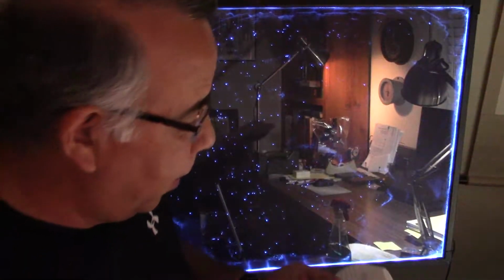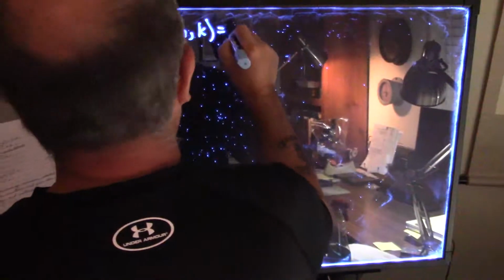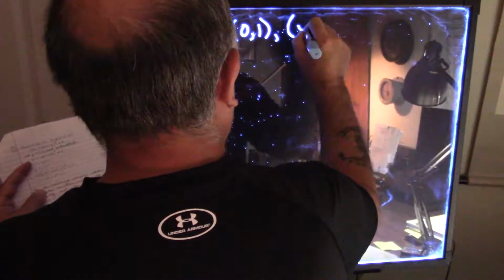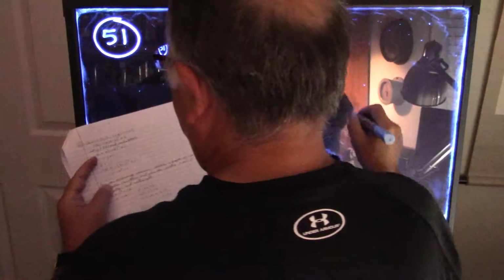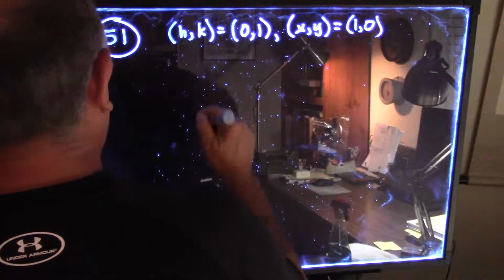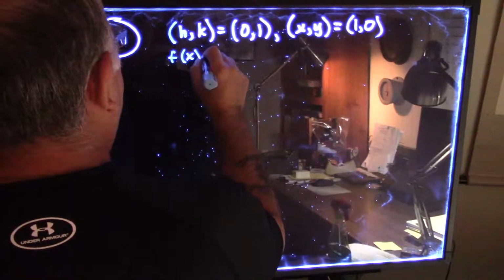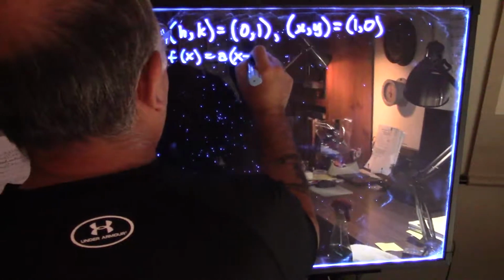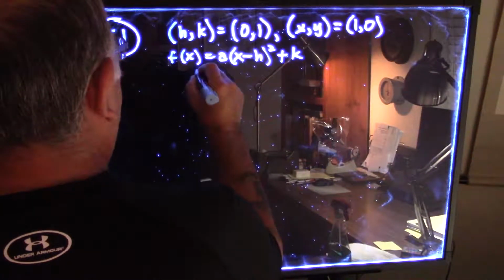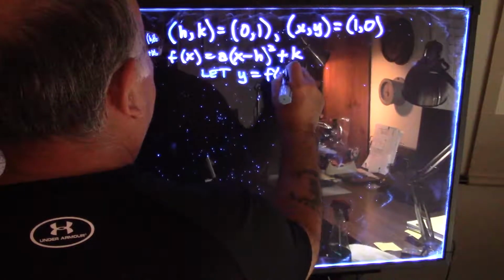51. Here we have (h, k) equals (0, 1), and the point (x, y) on the graph is (1, 0), or a point on the graph is (1, 0). And then we have the standard form f of x equals a times the quantity x minus h squared plus k. So we'll let y equal f of x, and then we'll substitute everything we know.